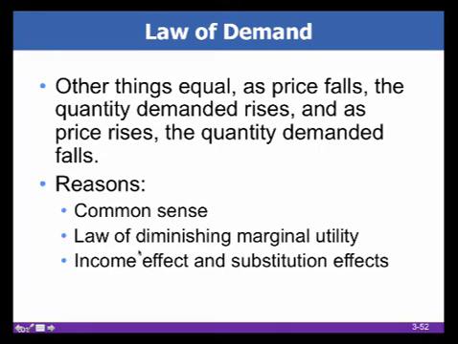So the law of demand, this is important. There's often a question that's just about the definition. When everything is equal, as price falls, quantity demanded rises. So there's a little bit of a difference between demand and quantity demanded. Quantity demanded is the number of things we purchase. Demand is just our desire.